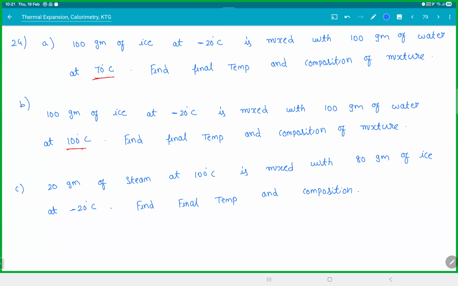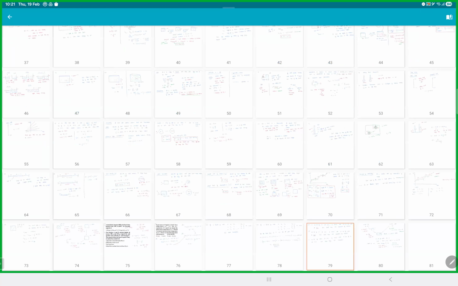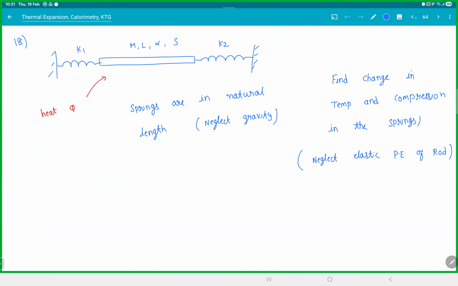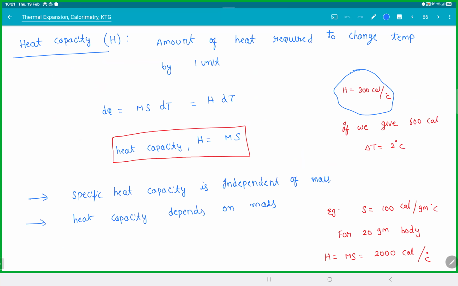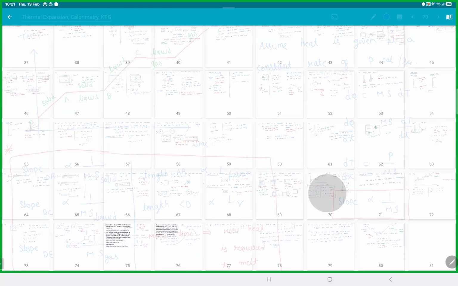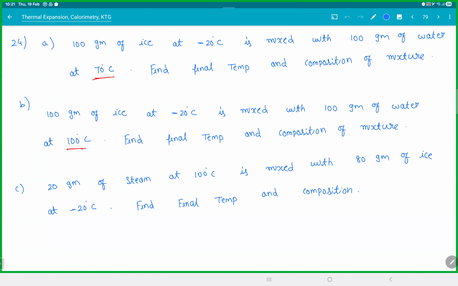Really, in calorimetry, they can't ask you anything more. So in this, there are three important things. The first important one is these questions: the rod height is increasing, center of mass, springs. This is one important model. Second important model is the graph. And the third important model is mixing of different substances.